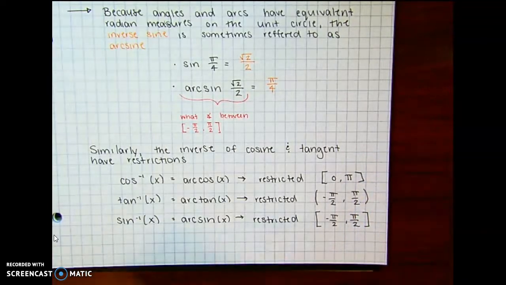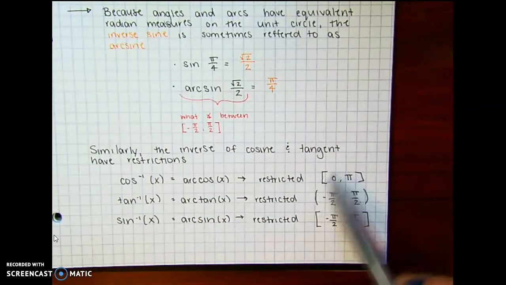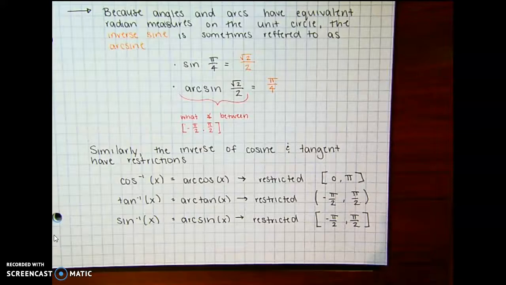So before you can do the inverse trig, and this is going to be really hard if you don't know your unit circle, before you can do it, you need to understand the different kinds of brackets. So just a couple examples.